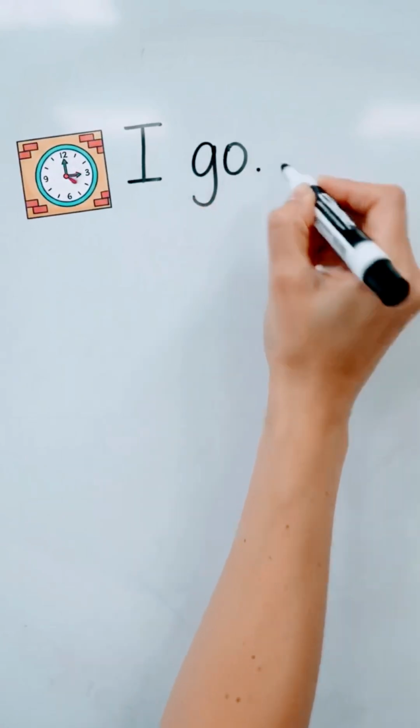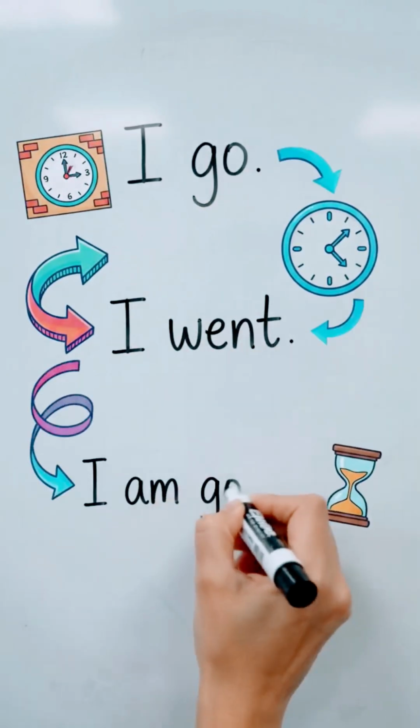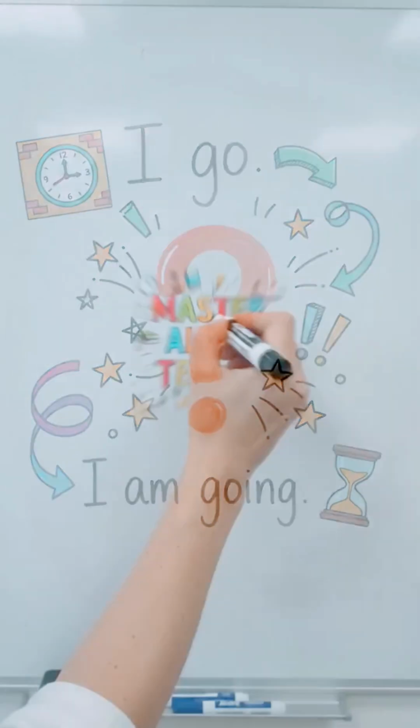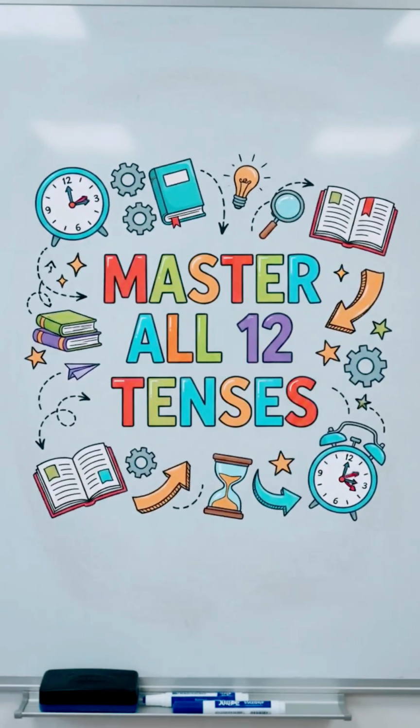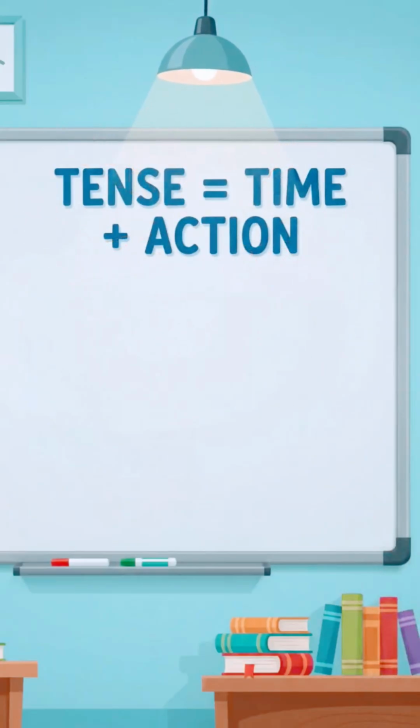Learn English tenses easily. From I go, present, to I went in the past. Can you master them all? Yes, you can master all 12 tenses. English tenses are just time plus action.